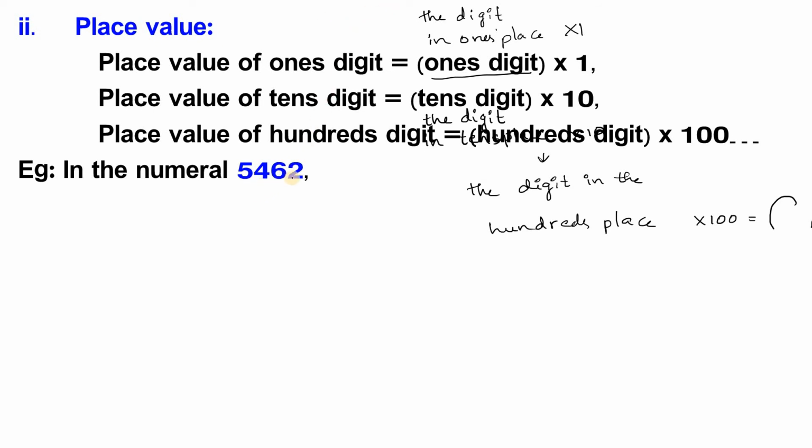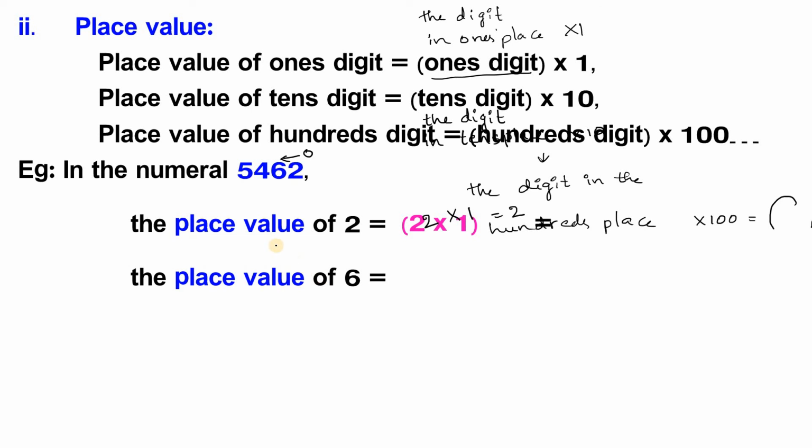The example is 5462. Going from the right side, the place value of 2, that means 2 is in which place? Ones place, right? So the place value of 2 equals the digit in the ones place into 1, then the answer is 2. Next, place value of 6. 6 is in which place? Tens place, right? So what is the procedure? Tens digit into 10, that means the digit in the tens place. What is that digit? 6 into 10 equals 60. The place value of 6 is 60.